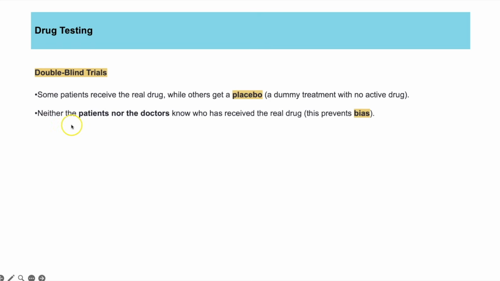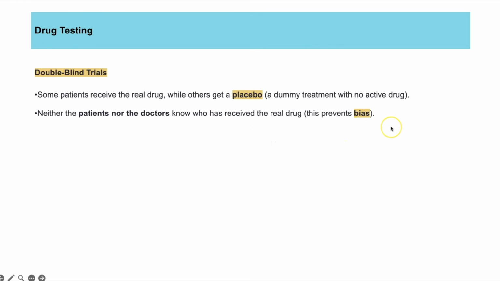And in these double blinds, neither the patients nor the doctors know who has received the real drug. And that's why it's called double blind, because the patients and the doctors are blind. They don't know who has had the real drug versus the placebo. Now, you do have this information written down. It's just you find that information out afterwards, or you have an independent person who will have that information.